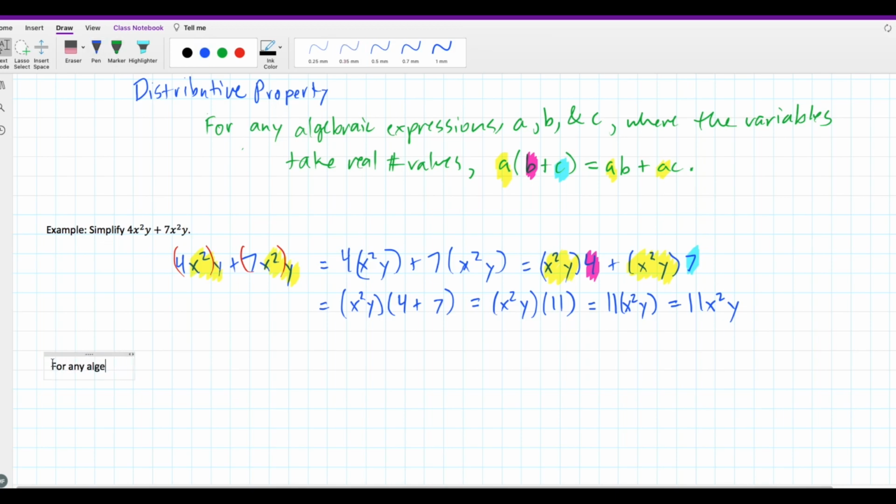For any algebraic expressions, still going to be A, B, and C, where again the variables in these expressions take only real number values. We can either write it as the way we had it before, or actually I should say and we could also rewrite it in the reverse order.